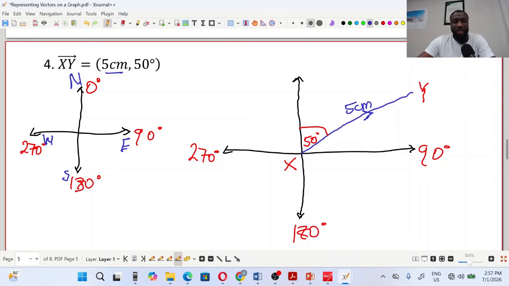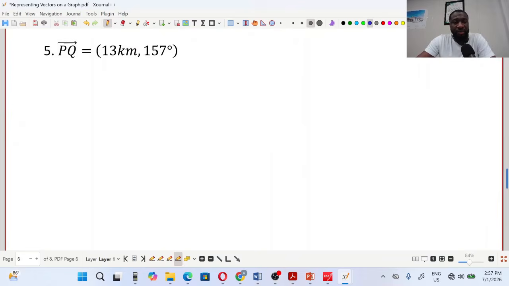Right? This is much easier. Since you know the angle, you just measure the angle. You know, draw your Cartesian plane. Depending on the angle they give you, then you know which quadrant it is going to fall in. Let's move on. Here we have PQ.